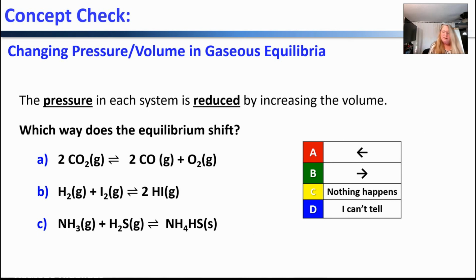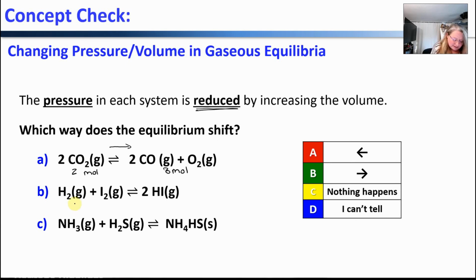Okay, so the key here is that I am reducing the pressure, right? So let's say I have 2 moles of gas on this side and 3 moles on this side. So if I reduce the pressure, that means the volume is getting bigger, then I'm going to produce more gas molecules. I can take up more space and then increase the pressure to where it was before.